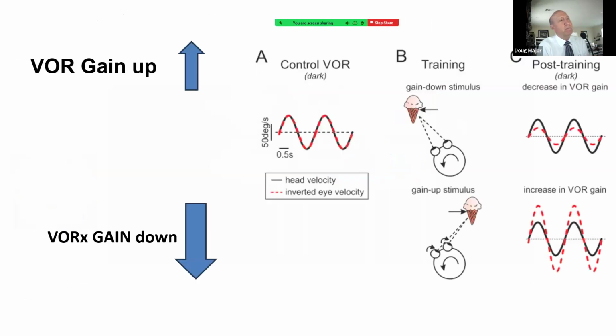So we're talking about changing the VOR gain. As he said, that's a plasticity system. And so let's just do it all together. Again, we can gain down by keeping our eyes side to side, and we'll give you some more techniques on this, and gain up.